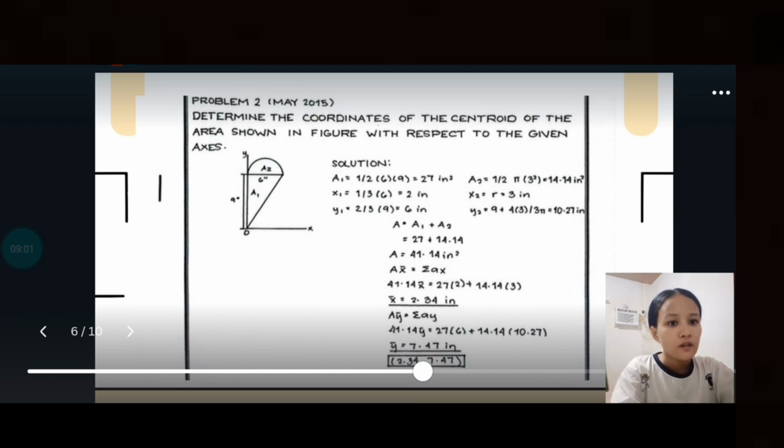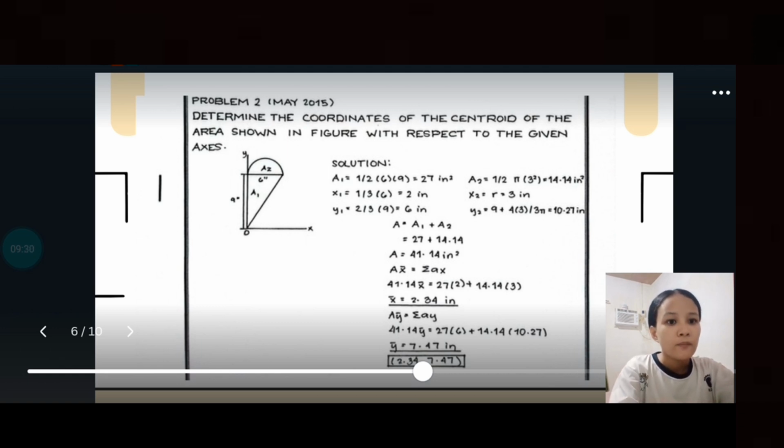Next is to get what is missing or what is unknown. So first, we need to use the area, which is 41.14. x is equal to 27 times 2 plus 14.14 times 3, which is equal to 2.34 inches. So the first answer is 2.34 inches.